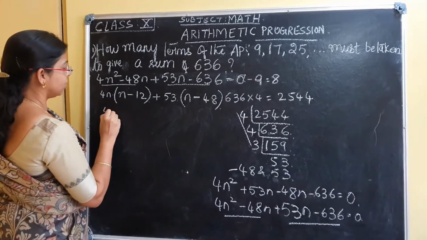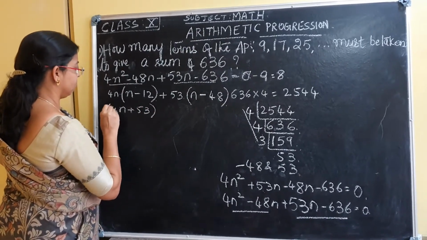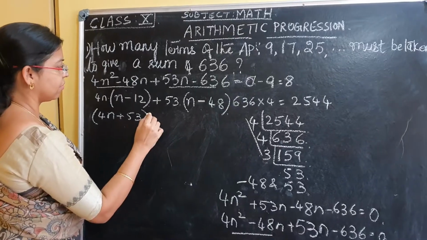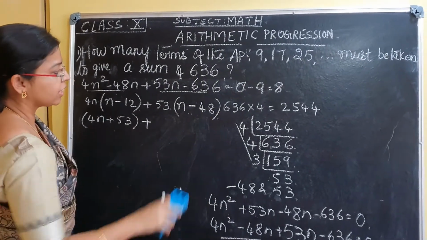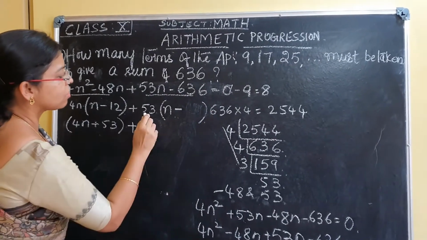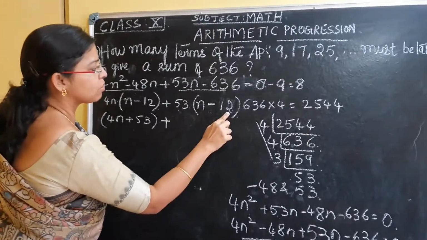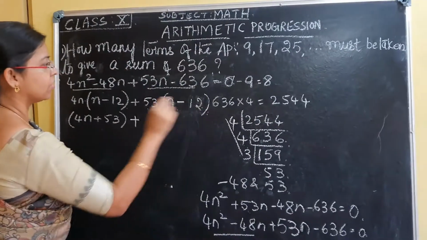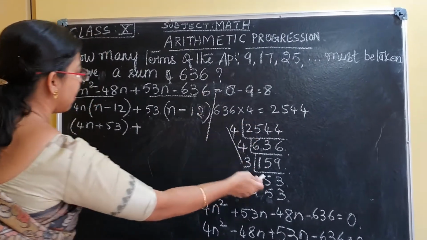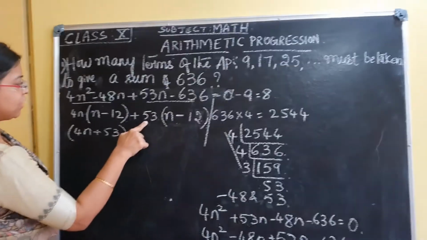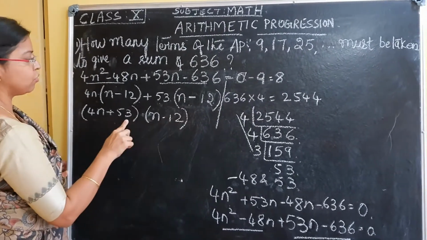So what happens here? 4n plus, here n minus 12 and n minus 12. Okay, here it's not 48, it's 12, because 53 into 12 is 636, right? We have taken 53 out, so n minus 12 is inside the brackets. Now here 4n plus 53, n minus 12 is taken as common, and we are left with 4n plus 53.